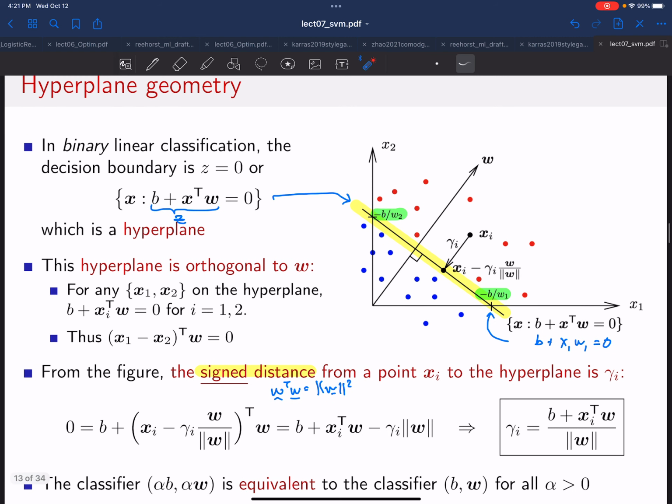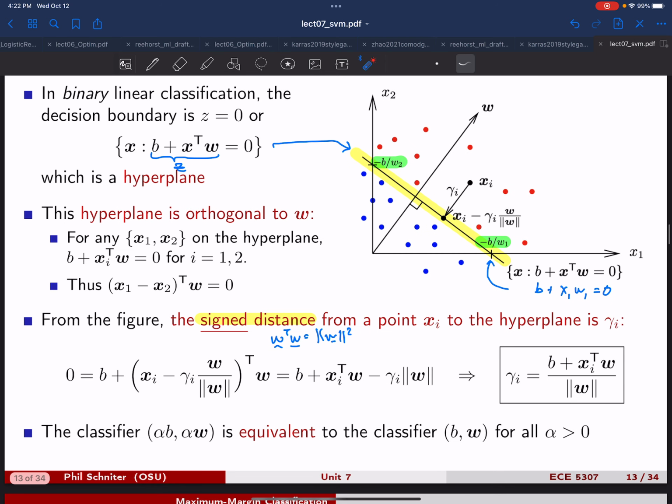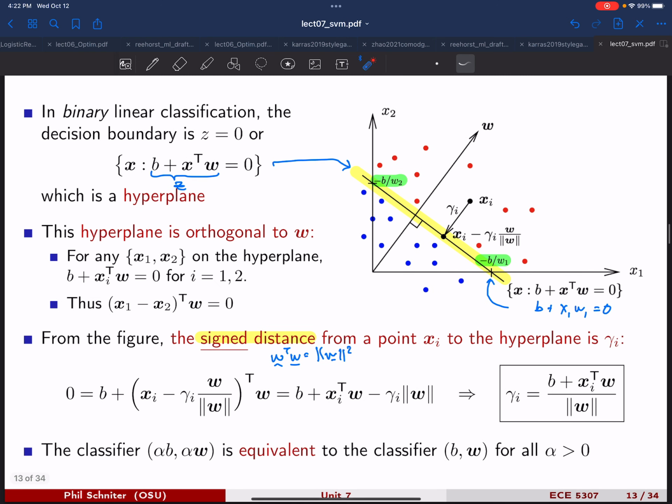Okay, so there's basically the main points here. We have orthogonality with W and the boundary. We know what the intercepts are in the feature space, and we have this notion of signed distance from a point to the boundary, and we have a way of computing that using B and W and the point in question. And finally, we have this equivalence that if we scale both the intercept and the weights by the same positive number, we basically get the same classifier. They're equivalent in a certain sense. Okay, any questions on anything here? Are we good to move on?